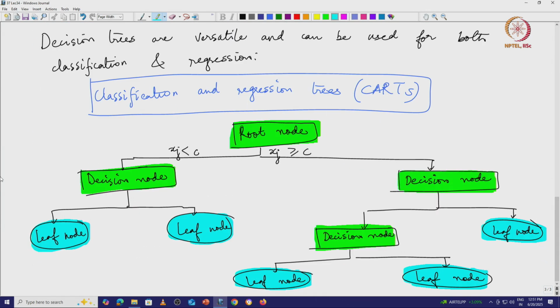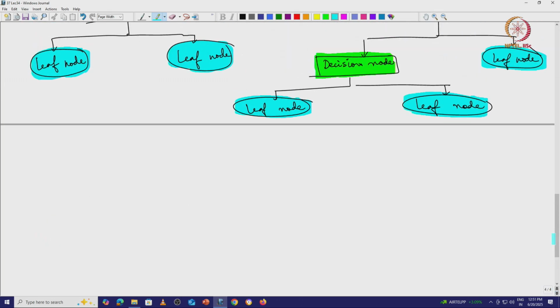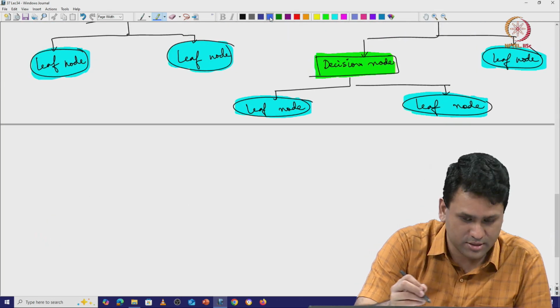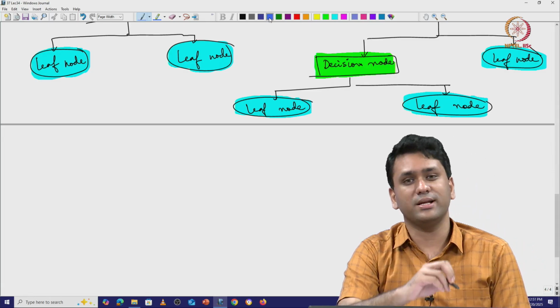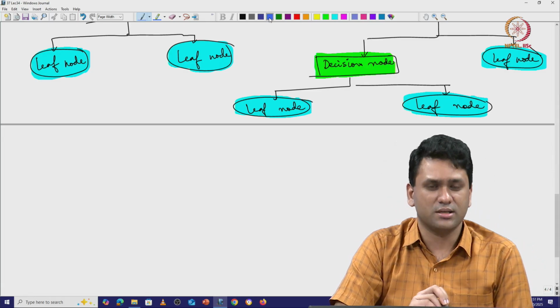Alright, so I hope this generic structure of a decision tree with a root node, decision node and leaf node makes sense. Okay, now let us get a little bit more into the mathematics of the decision tree. So how does this decision tree make predictions? That is something that we have to discuss now.